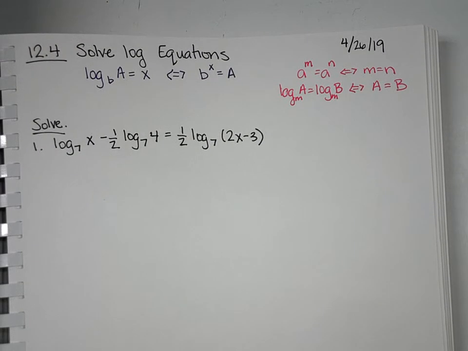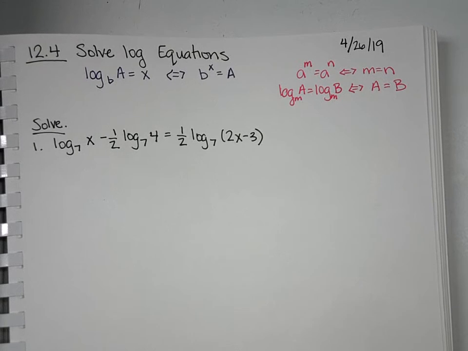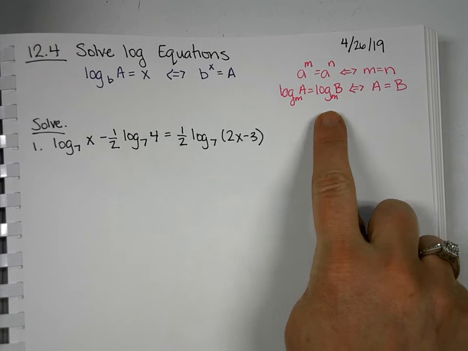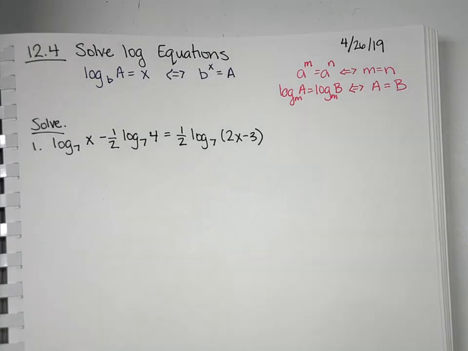When I look at this, I see that I have a lot of logs. I have logs on the left, I have logs on the right. Because everything has logs, there's nothing without a log, I'm going to think condense and try to use this. So condense them, so I have a log on each side so that I can drop the logs and set what's inside equal.